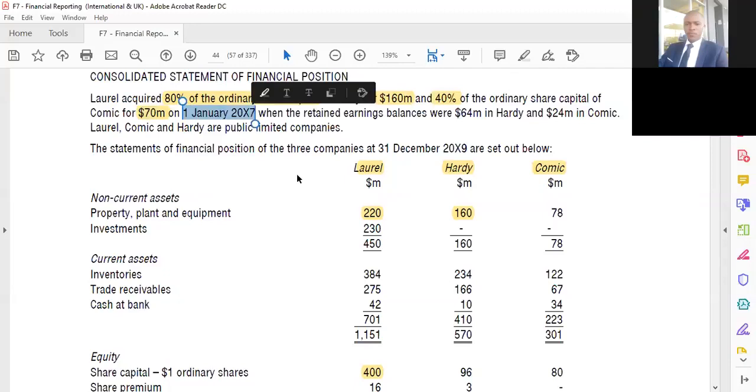You see that? Because it's going to help us to calculate depreciation on property. So you must know when you are acquiring and when you are reporting so that you know when to do the depreciation.